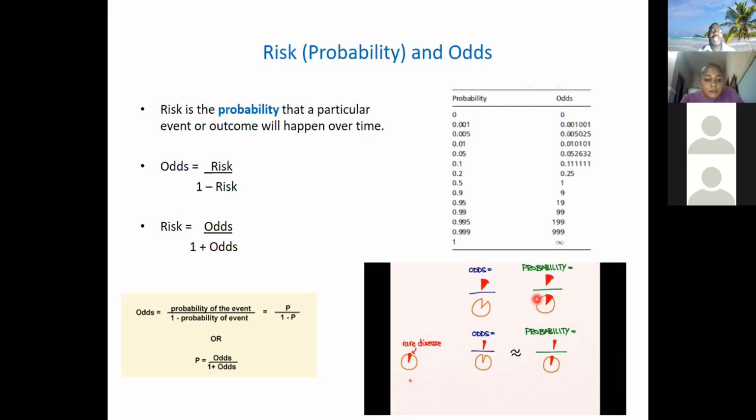Now, let's look at the risk. We have already understood that it is probability, and we know that probability is the number of outcomes favorable to that event over the total number of possible outcomes.